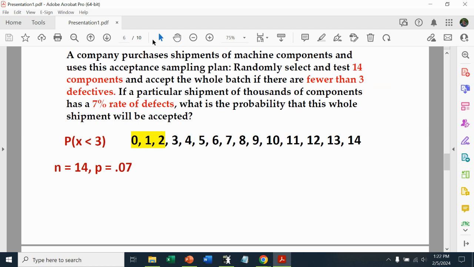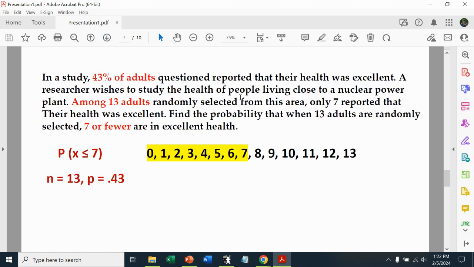All right. So that was a lot easier than using PDF 3 times and adding them all together. Same type of problem. I call these the front end. I'm not finding the back end, I'm finding the front end. You have 43% of adults questioned report their health was excellent. The research, which is to study the health of people living close to a nuclear power plant, amongst 13 adults. So my n value is 13.